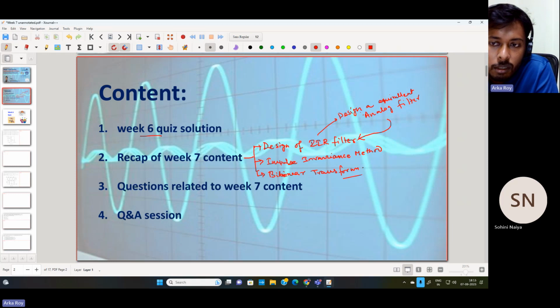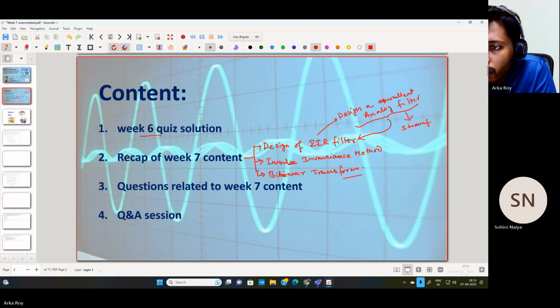Directly, we cannot design an IIR filter. First we need to design an equivalent analog filter, and after that we need to remap that analog filter into the digital domain. We can do it using the impulse invariance method. And as we need to construct the filter in the analog domain, we need the S transform, which is also known as the Laplace transform.